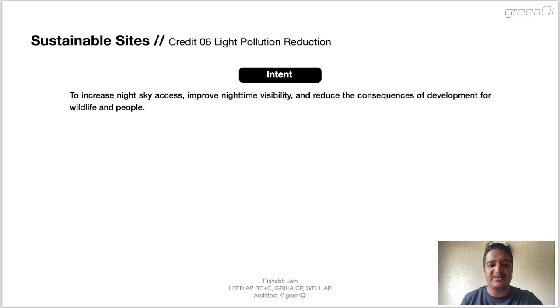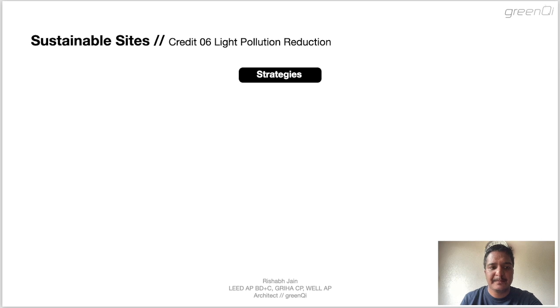The intent states to increase night sky access, improve nighttime visibility, and reduce the consequences of development for wildlife and people. The credit encourages project teams to design lighting systems that reduce common types of light pollution, such as light trespass, glare, and uplight. Properly designed lighting systems reduce the need for artificial lighting, save energy, and minimize the light pollution. So again, we are going to discuss the strategies first, which are really important for your LEED GA exam.